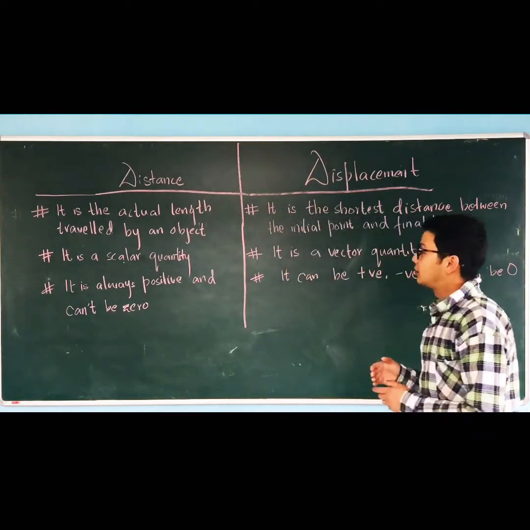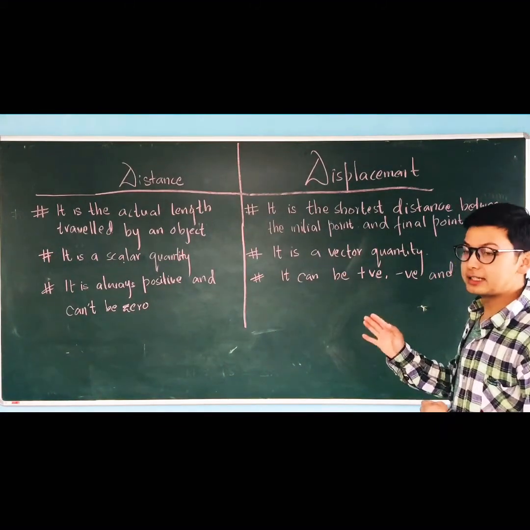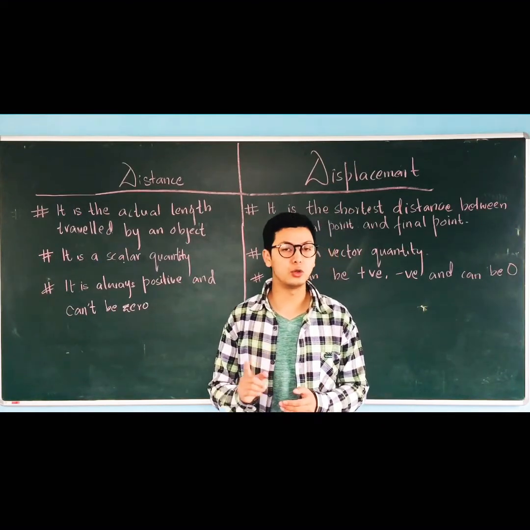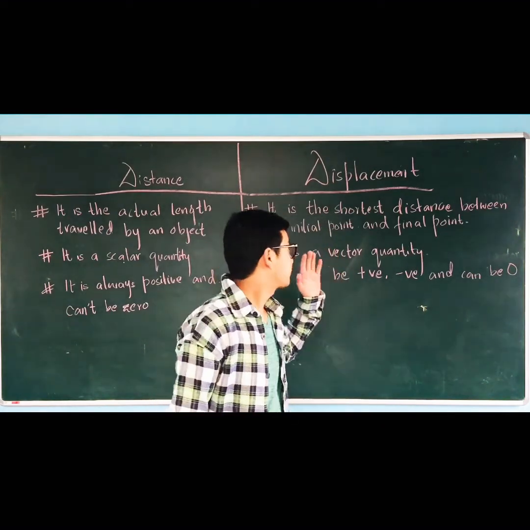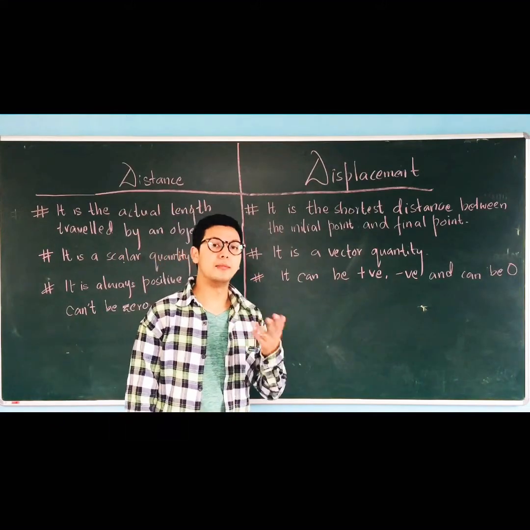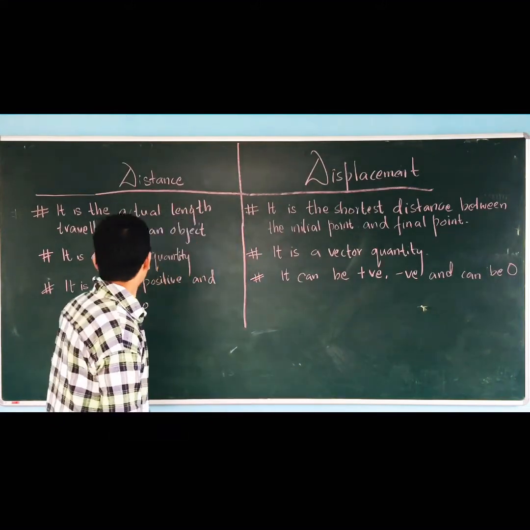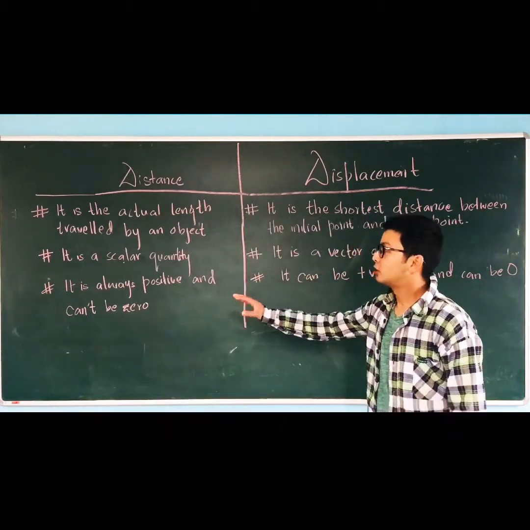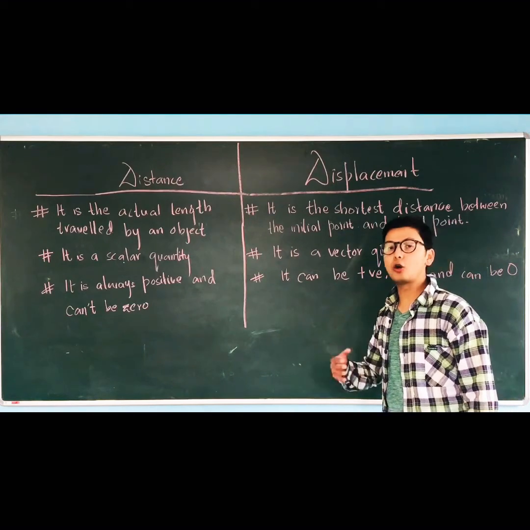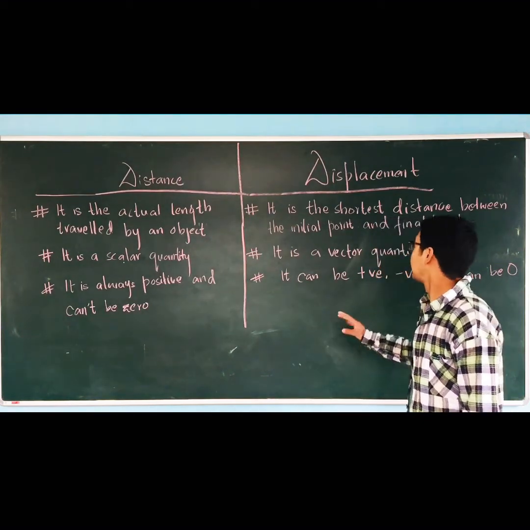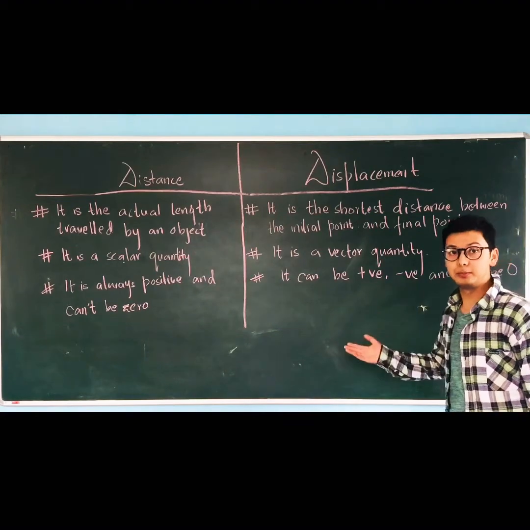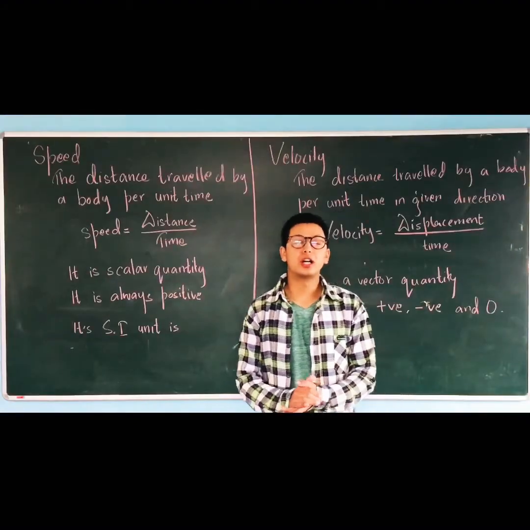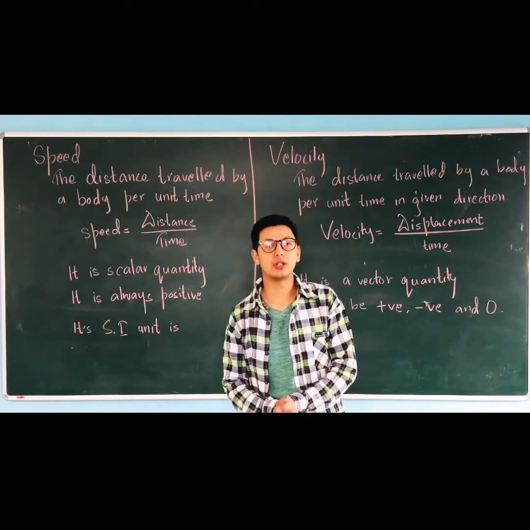Now the second point is that distance is a scalar quantity, as I have already said. It has only magnitude and no direction, whereas displacement has magnitude as well as direction, right? Now distance is always positive and cannot be zero. So distance can never be zero and it is always positive, okay? Whereas displacement can be positive, negative, and can be zero. So now you can differentiate between distance and displacement.